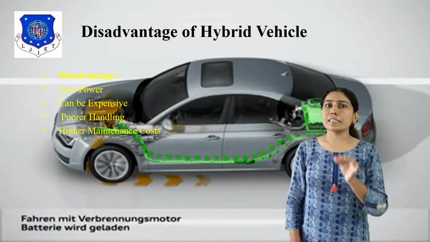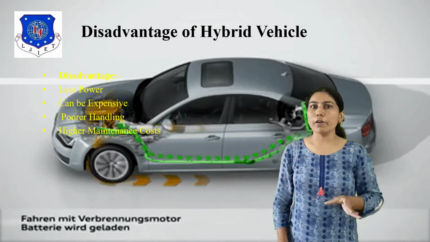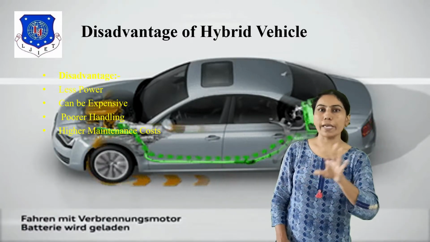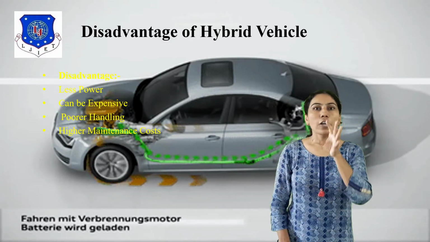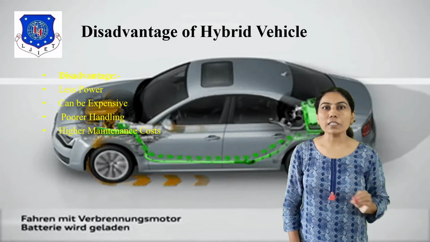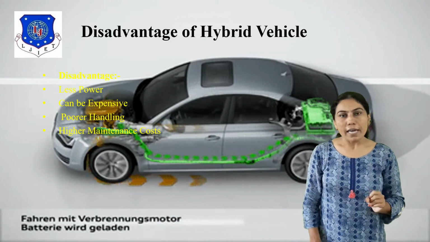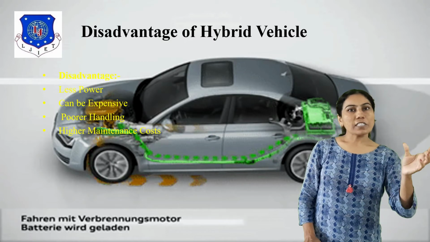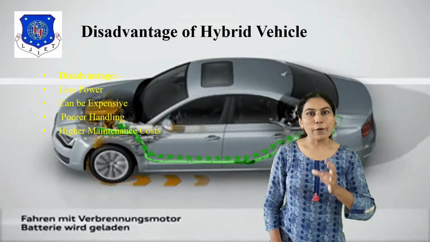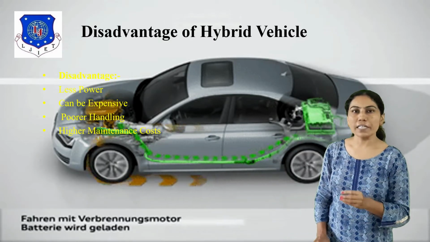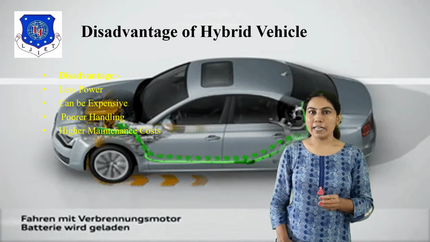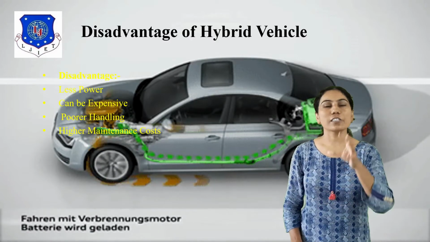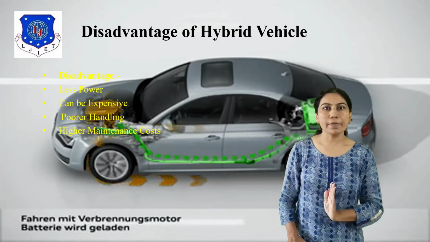So today we discussed chapter number 7, electrical and hybrid vehicles. There are two different types of vehicle: electrical and hybrid. Today we discussed what a hybrid vehicle is, and the three types of hybrid vehicle. Then, the important components of a hybrid vehicle: gasoline engine, fuel tank, electrical motor, generator, battery and transmission. These are the components of a hybrid vehicle.